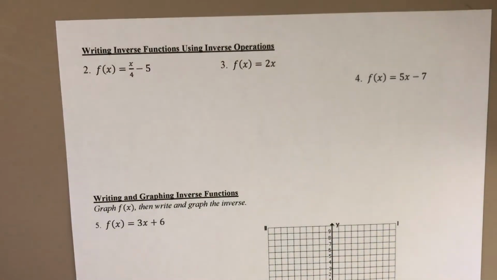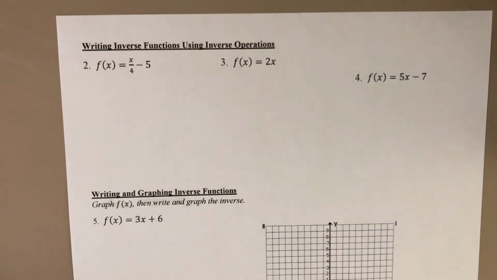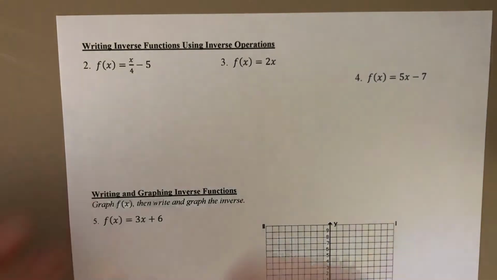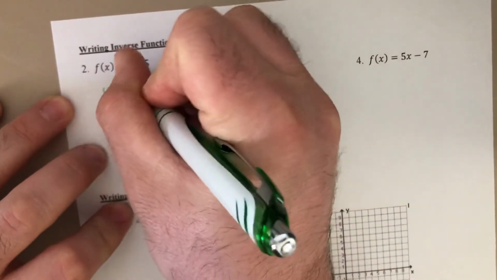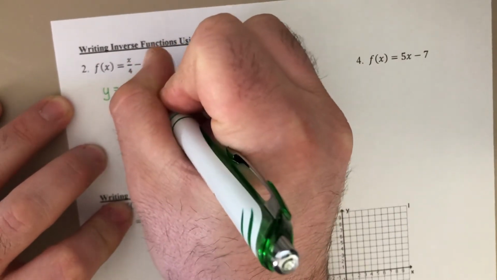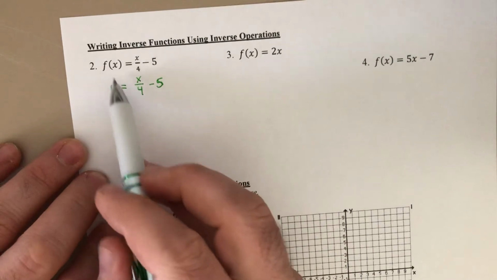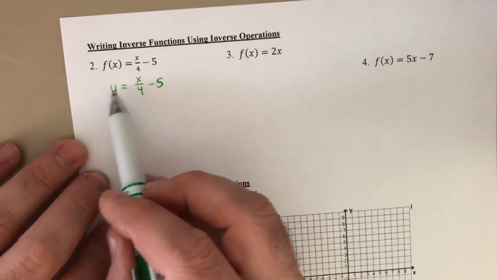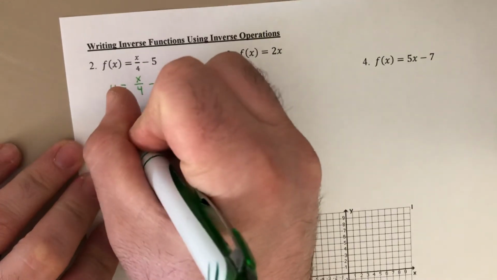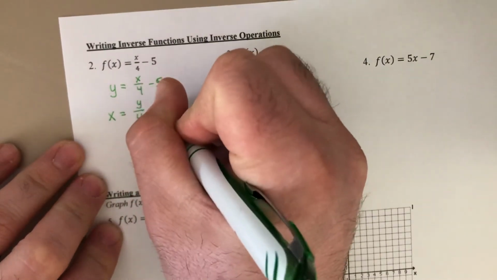So let's do a couple. Let's see if we can do a few of these. So on the next page, let's try a couple inverses. All right, we'll follow those steps one by one. So first step said swap f of x for y. So instead of writing f of x, I'm writing y now. x over 4 minus 5. Okay, so that was step 1. Swap f of x with y. Now step 2, switch the places of x and y. So this will be x equals y over 4 minus 5.